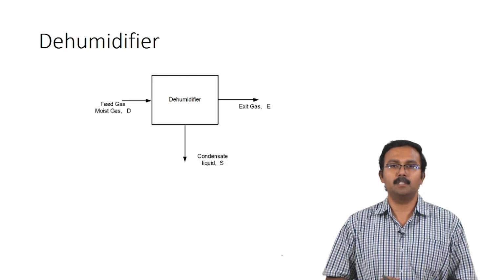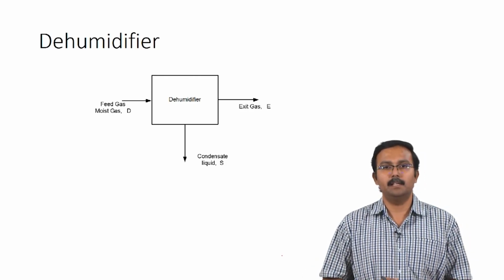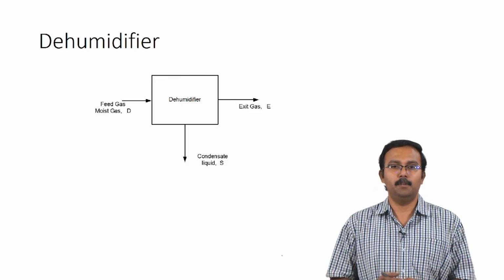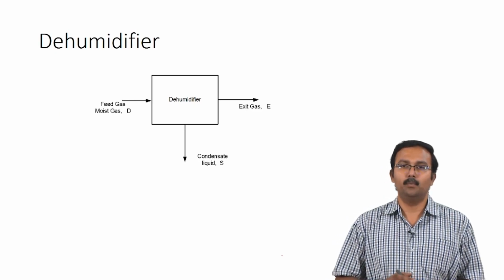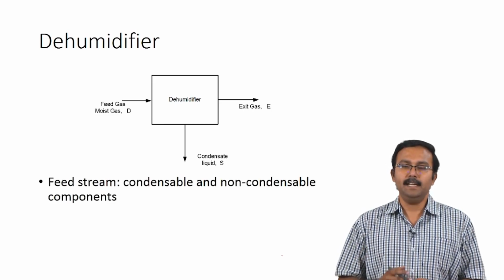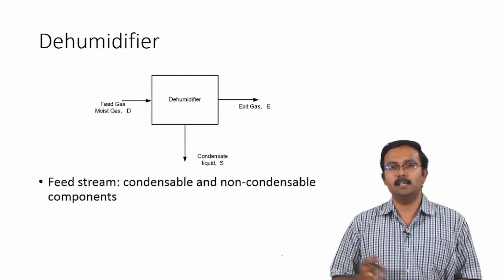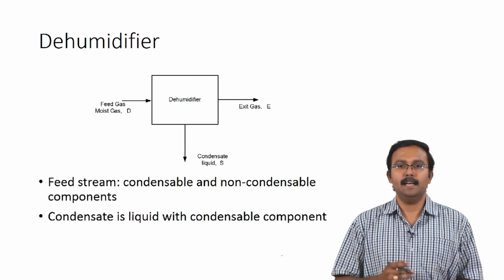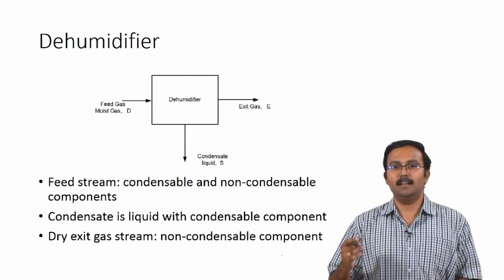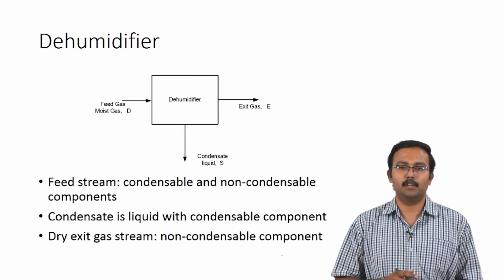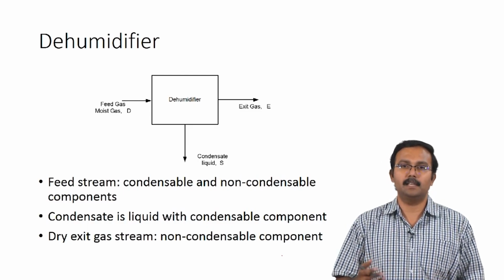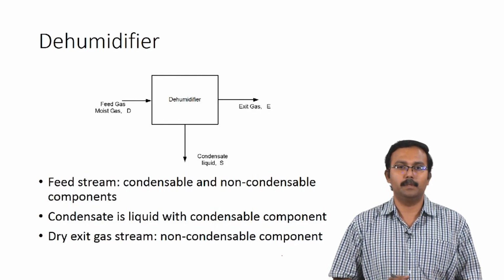Dehumidifier is a common process which is seen in many chemical and biochemical industries. Here a feed gas, which is considered to be a moist gas, enters into a dehumidifier and you have two exit streams, one being the exit gas and the other the condensed liquid. The feed stream contains condensable and non-condensable components. The condensate which is formed is the liquid which contains only the condensable components, and you have a dry exit gas which contains the non-condensable component. The exit gas does not have to be fully dry, it can still contain some of the condensable component along with the non-condensable components.